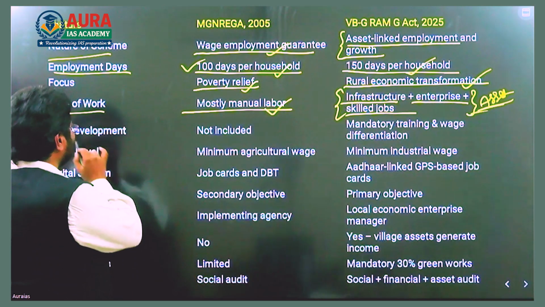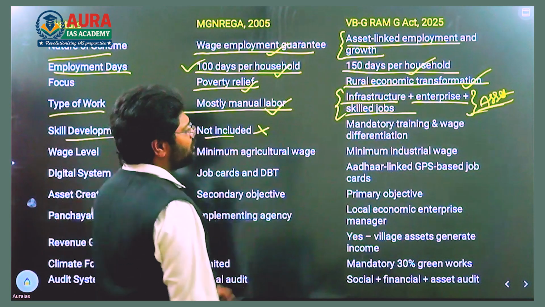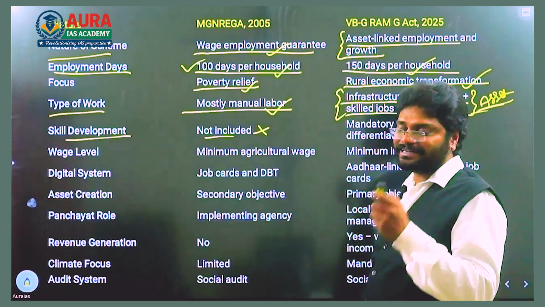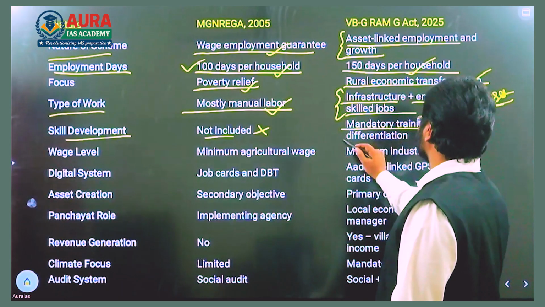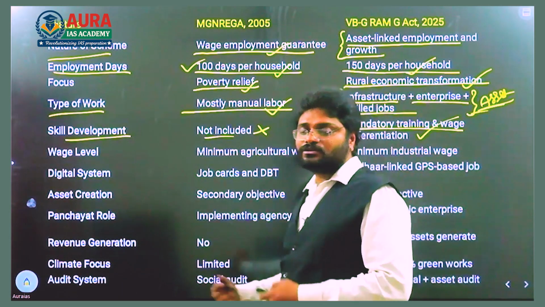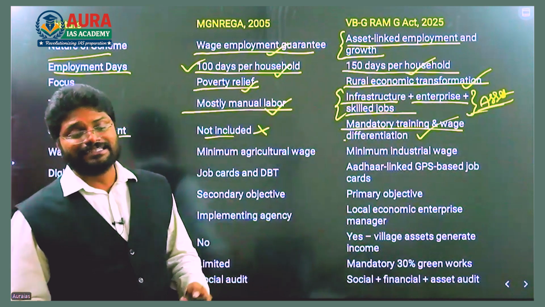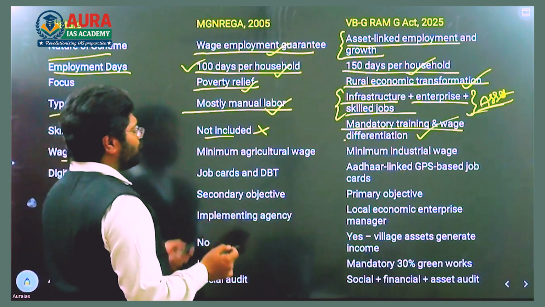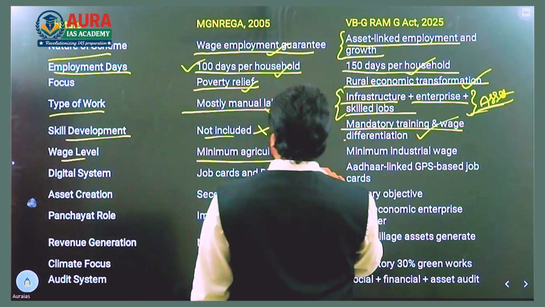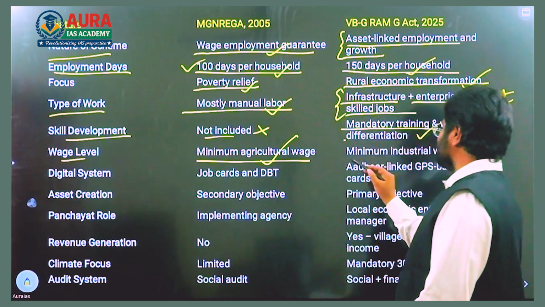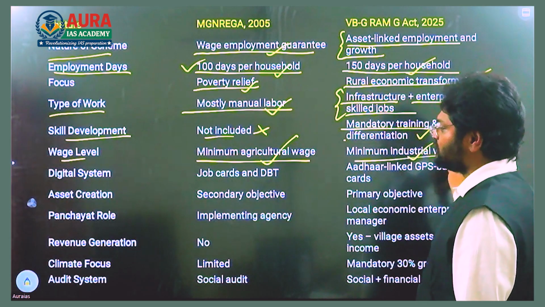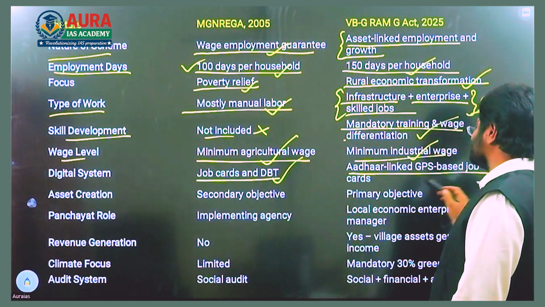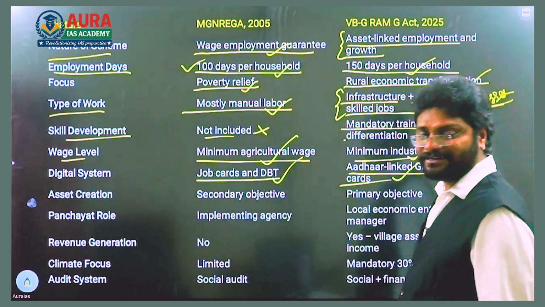The next one is skill development. It is not part of MGNREGA. Here state governments should mandatorily establish skill training centers in every village, or at least at block level, so that rural youth can be skilled. That is one of the major transformations. What kind of wages are there? Wages are tied to agriculture wages. Here minimum wages are tied to industrial labor. The digital system uses job cards and DBT, Aadhaar linked, with GPS technology used for digital cards.